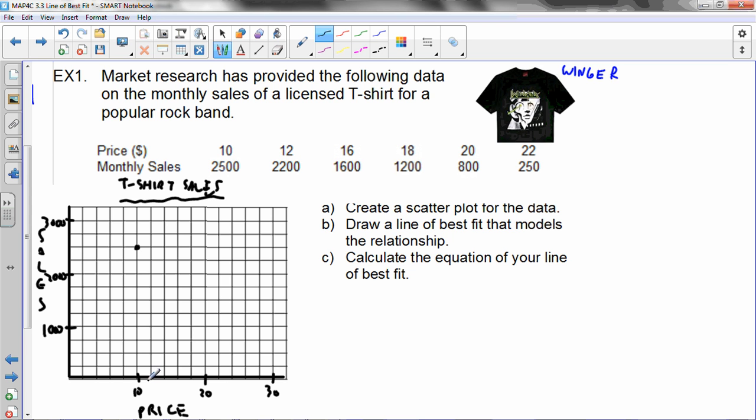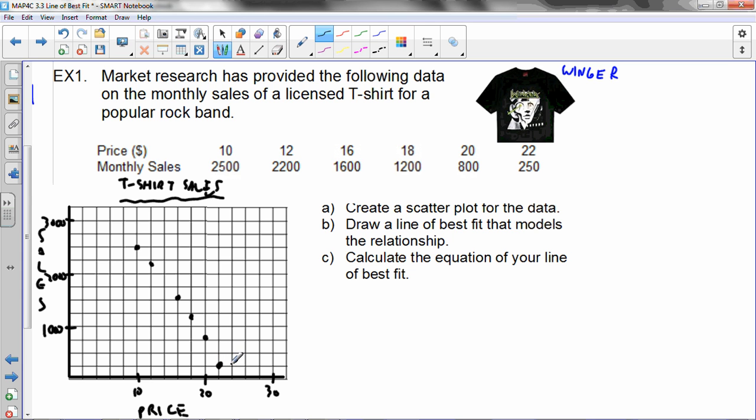12 and 2,200. Each square's worth 250, so it's a little bit below there. Right there. 16 and 1,600. 1,500 would be there. A little bit more. 18 and 12, a little bit less than that line right there somewhere. And I'm just guessing, right? I'm just putting them as close as I can. 800, the 750 would be there, so a little bit higher than that. 22 and 250, 22 and 250.